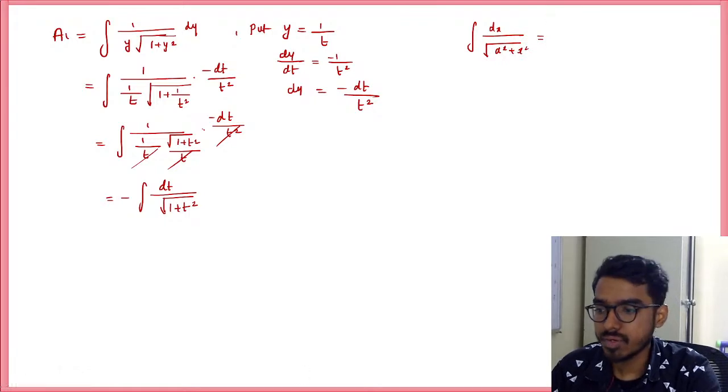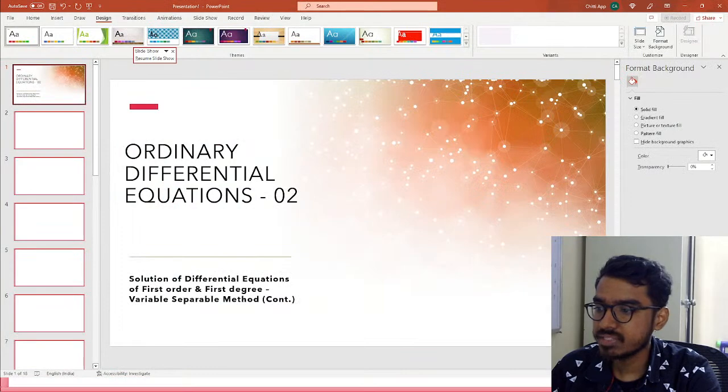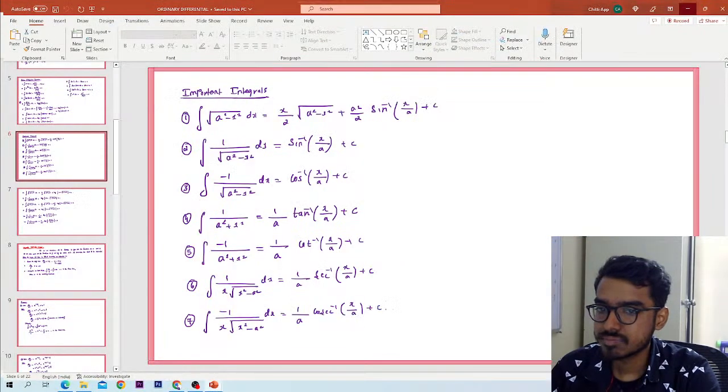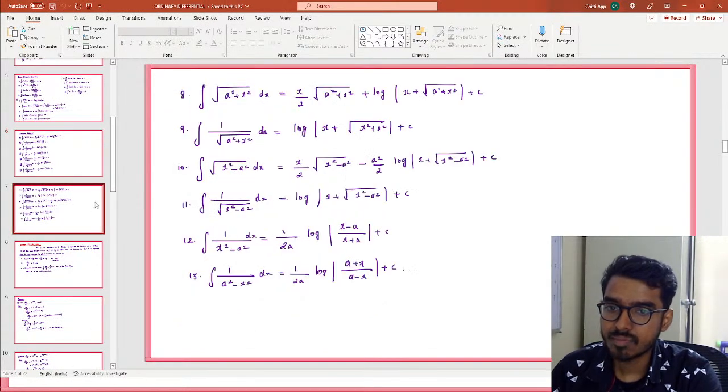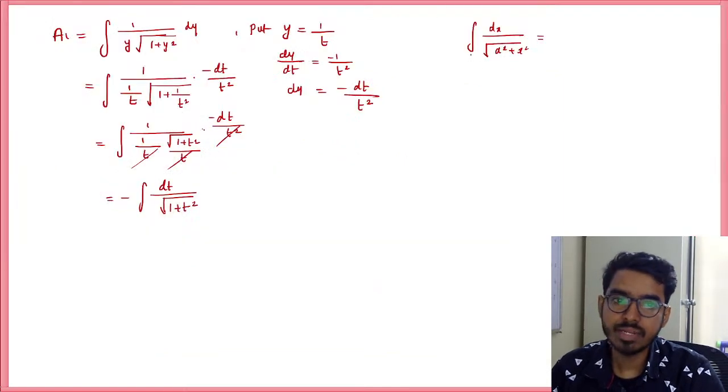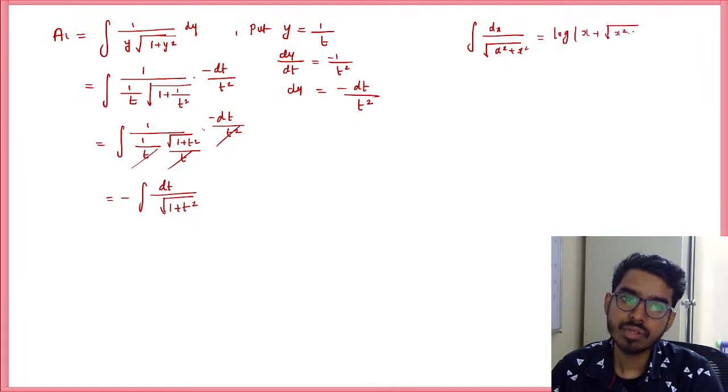I'll give you the formula. Integration of 1 divided by root of a square plus x square. Yes, here you can see the integration of 1 divided by root of a square plus x square is log x plus root of x square plus a square, log x plus root of x square plus a square plus c.